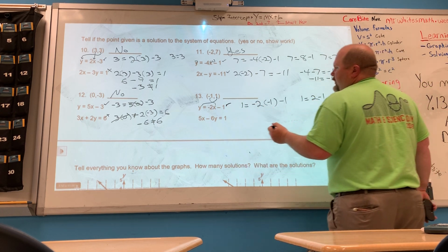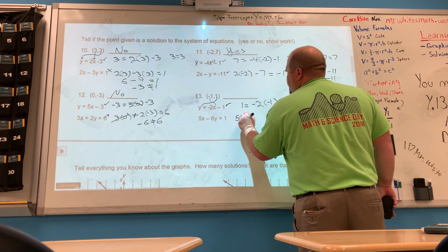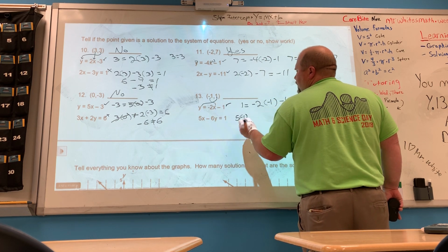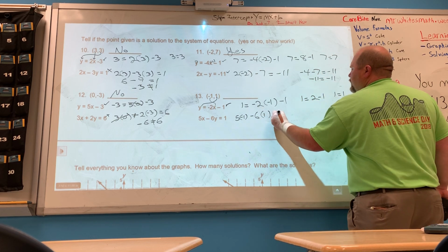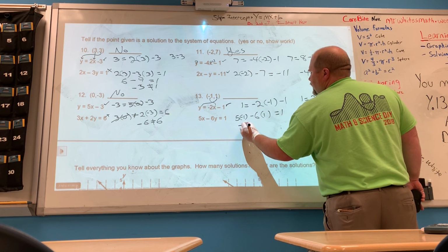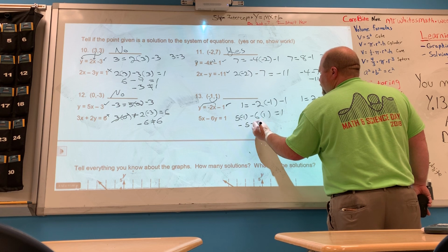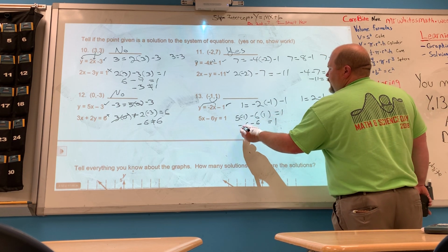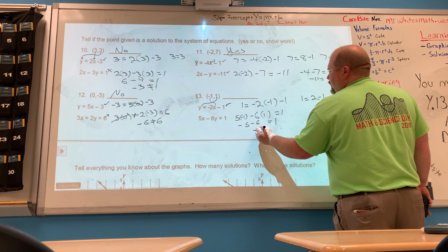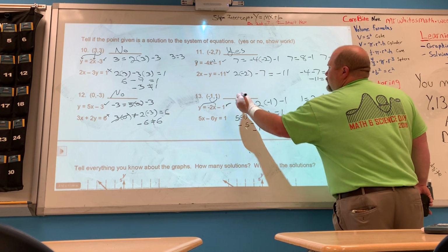For this problem right here, we have 5 times x. X is negative 1. Minus 6 times y, which is 1, equals 1. Negative 5 minus 6 equals 1. Negative 5 minus 6 is negative 11. That does not equal 1. That is a no.